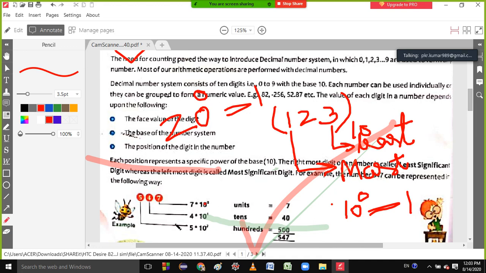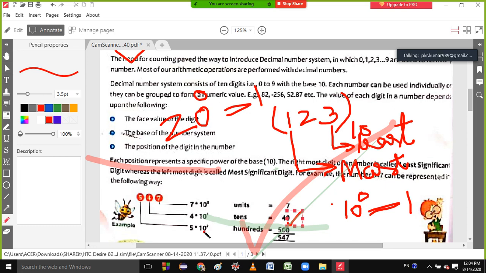So students, that means it will start from 10 power 0. So 10 power 0 becomes 1, and it will multiply 7, so it gives 7. 10 power 1. What is the value of 10 power 1? 10 power 1 value is 10. So 4 multiply 10, the answer will be 40.